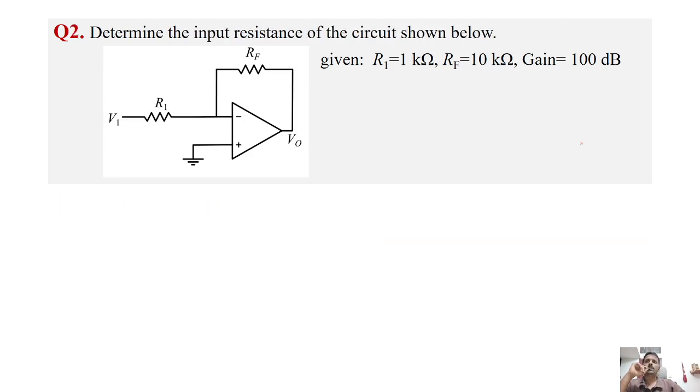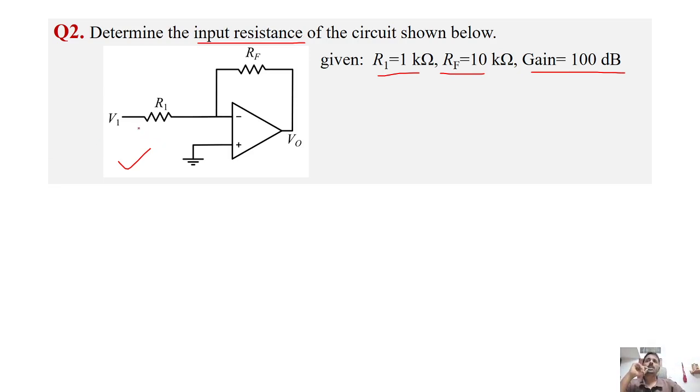Determine the input resistance. The question is regarding the same circuit, and it is just to find the input resistance of the circuit. Determine the input resistance of the circuit shown below, and the resistance values R1, Rf and gain values are the same: R1 equal to 1k, Rf equal to 10k, and gain equal to 100 dB. So here the question is to find the input resistance. So what is the input resistance?